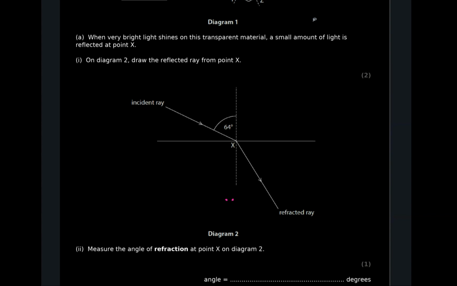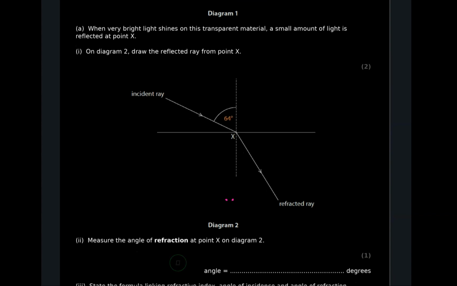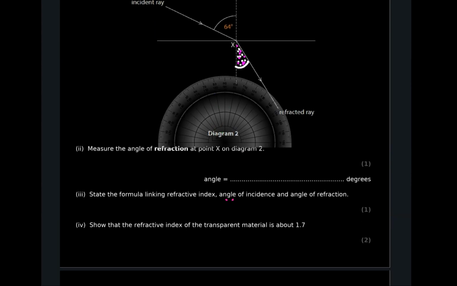Measure the angle of refraction at point X. We're going to use a protractor. That's why during exams, physics exams, you must have your protractor, even if you are not told.